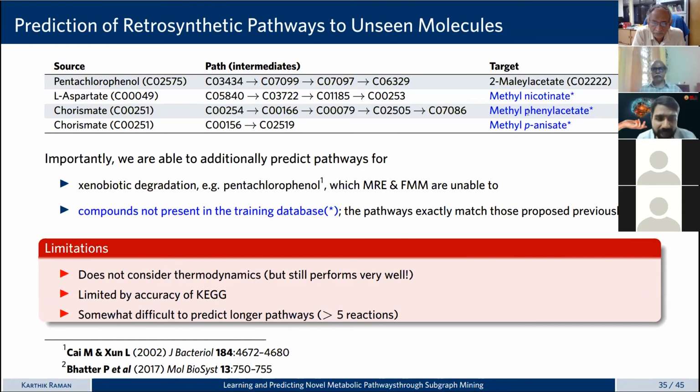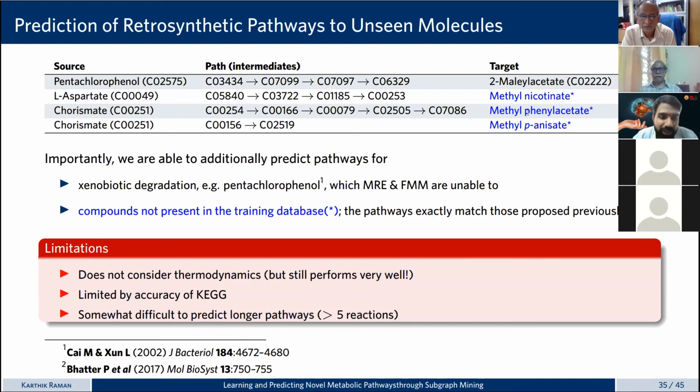And of course, our approach does have some limitations. We don't consider thermodynamics, which is obviously very, very important. But the point is, our heuristic is trying to compensate for this to some extent. So we are still able to perform very well despite not considering thermodynamics. We are limited by the accuracy of the KEGG, but it's easy to extend our approach to other databases. We've been trying to work with some better databases than the KEGG. KEGG is a very popular database, but it has known erroneous reactions and so on. So that could mislead our algorithm.